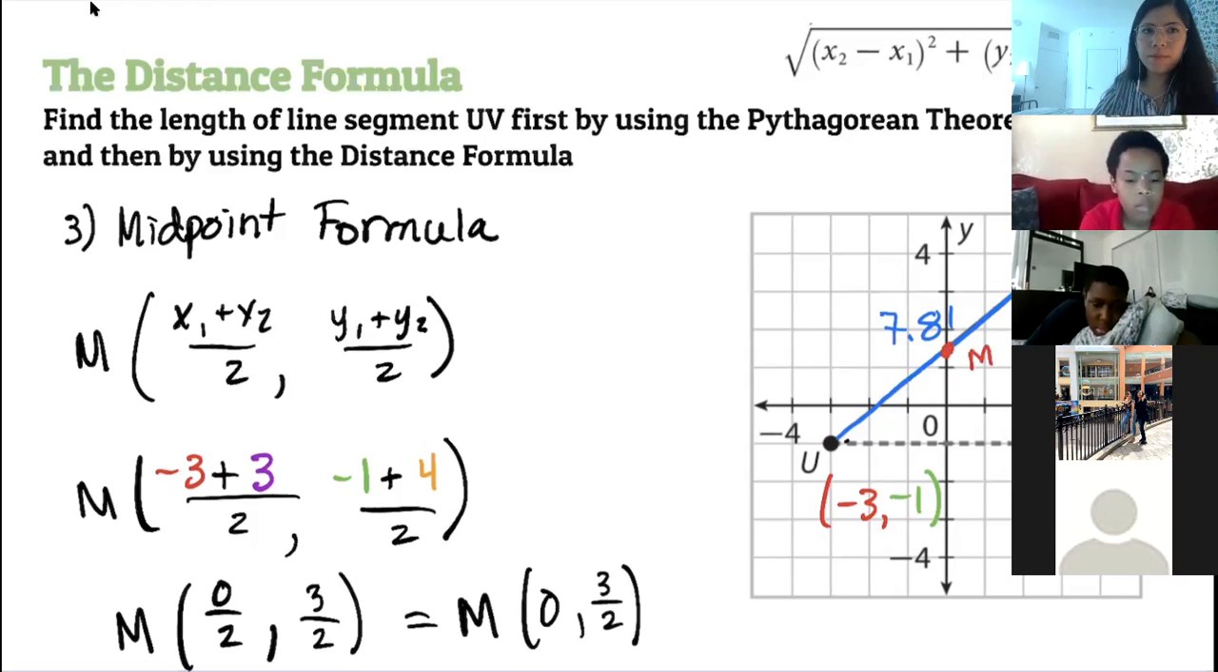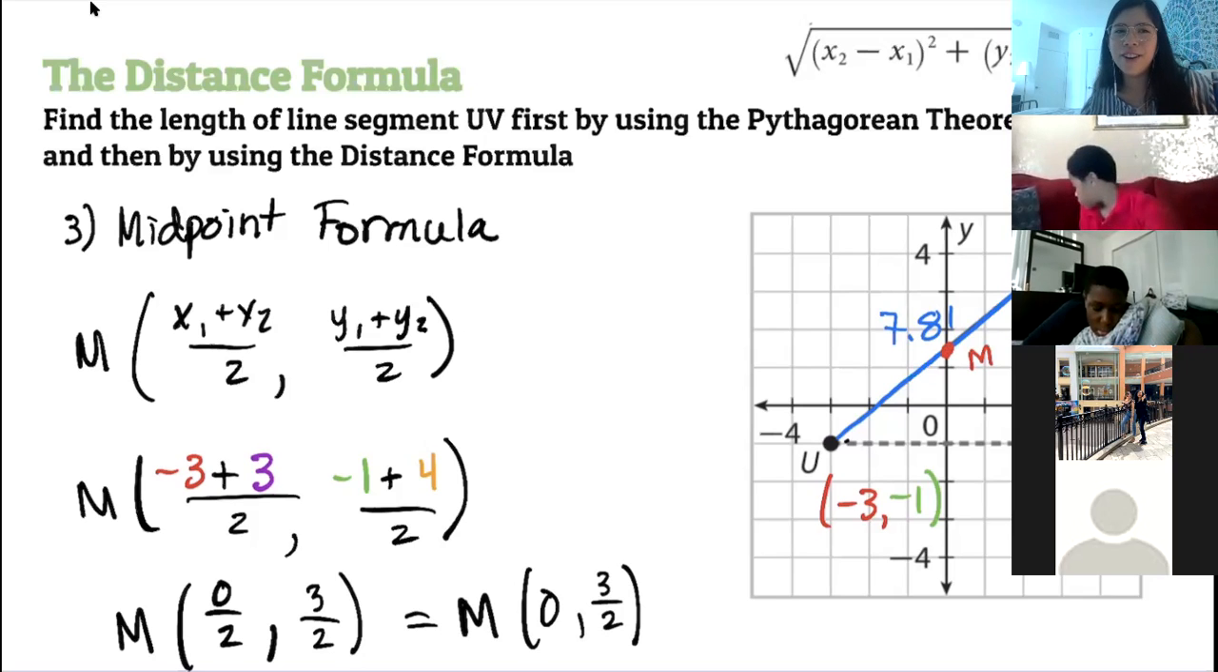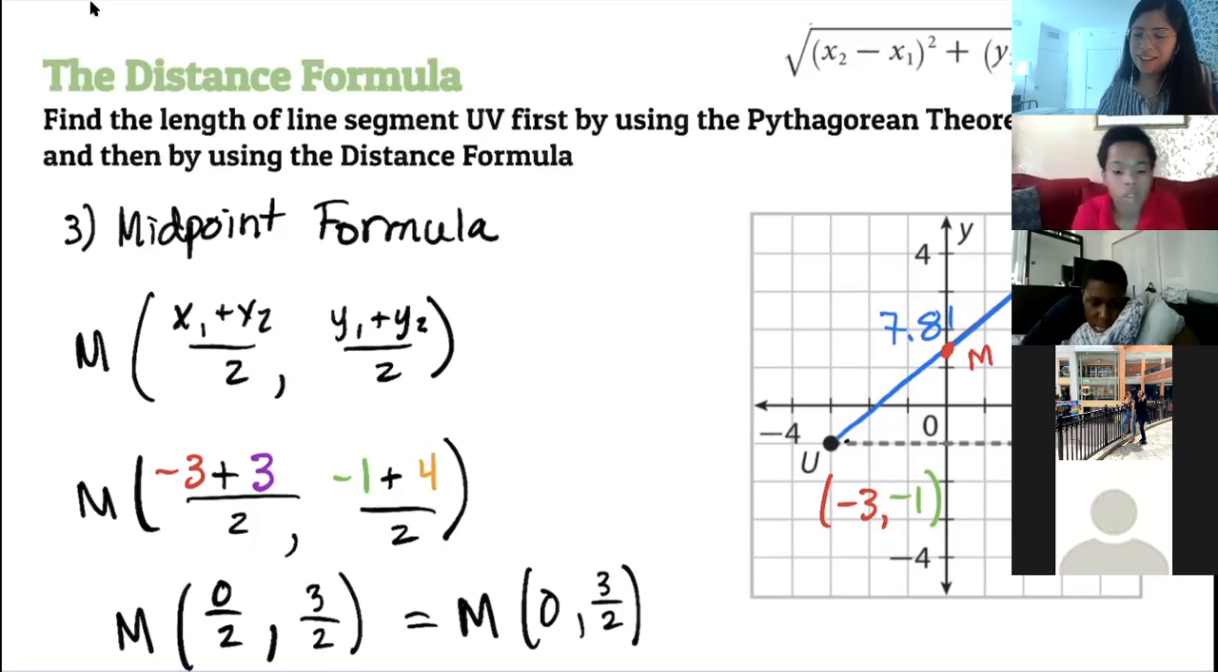Miss, I had done it right, and then I was looking at it like it was 1.5, comma 0, and I was like, that's not the midpoint. Oh, you had it in the wrong order. Yeah. So you have to be careful. I did it right, but I was reading it wrong. Oh, gotcha.